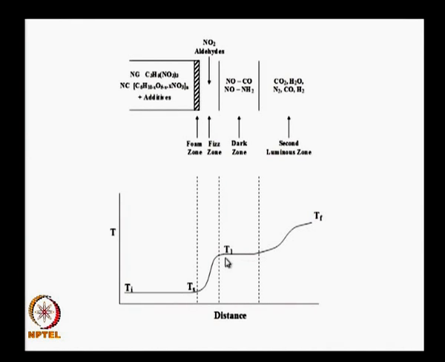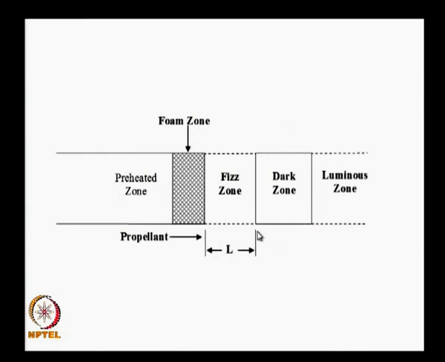This dark zone is there only for pressures less than around 10 MPa or 100 atmospheres, and at higher values what we got was the temperature directly goes to the value of Tf. Having said that, we wanted to translate this into the burn rate, and therefore we again looked at the preheated zone, a foam zone, a fizz zone, a dark zone and a luminous zone.